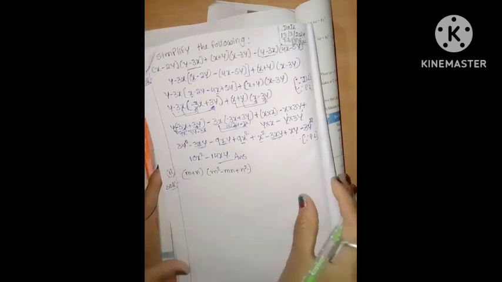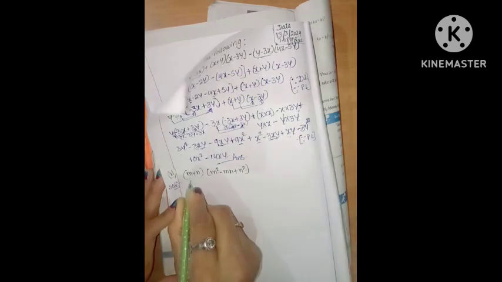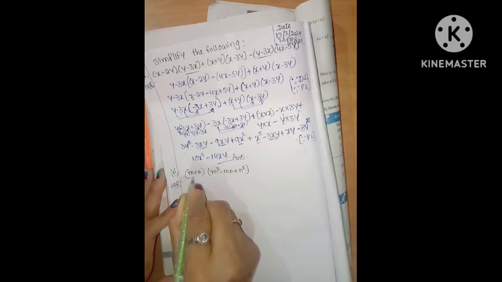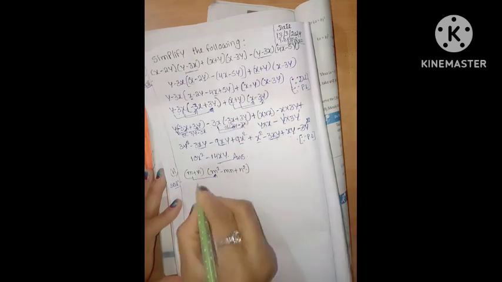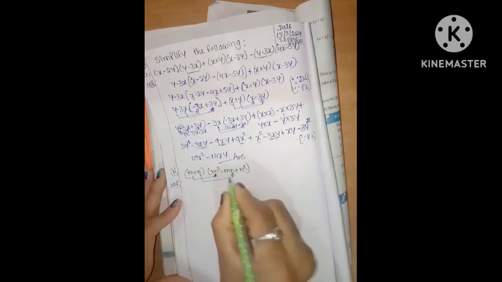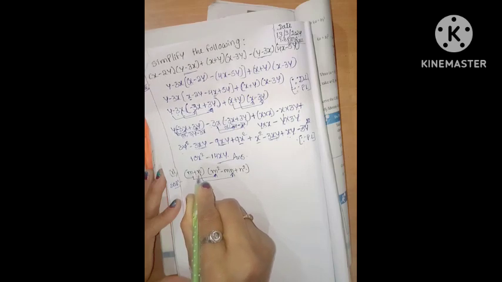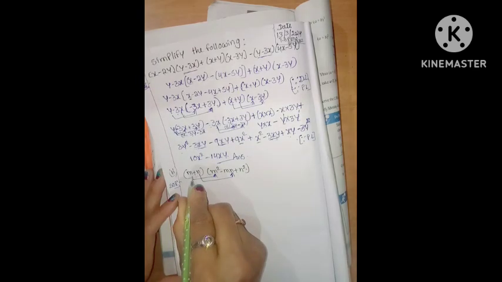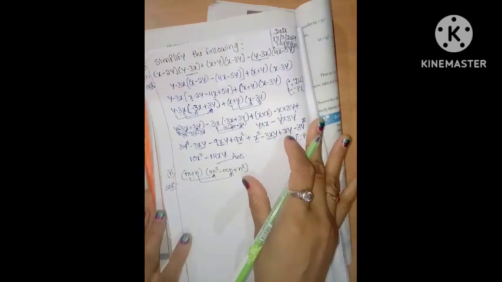First, let's see the solution for this problem. This is given. So, first, we use the distributive property. Here, this one is the binomial and this is the trinomial. Multiply the binomial by the trinomial. So, multiply each term of the first polynomial by each term of the second one.